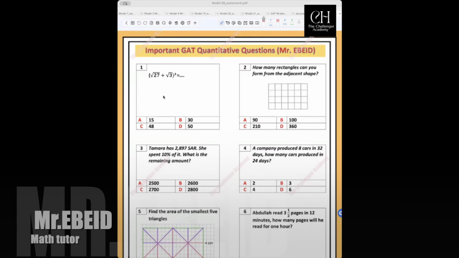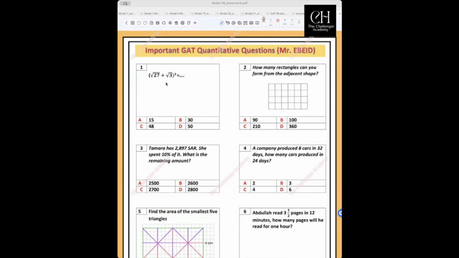Let's get started. Question 1, root 27 plus root 3 all squared. How can we answer a question like this? If you have root 27 in the exam, you can replace it with 3 root 3. So it's 3 root 3 plus root 3 all squared. Now you can add 3 root 3 plus root 3.